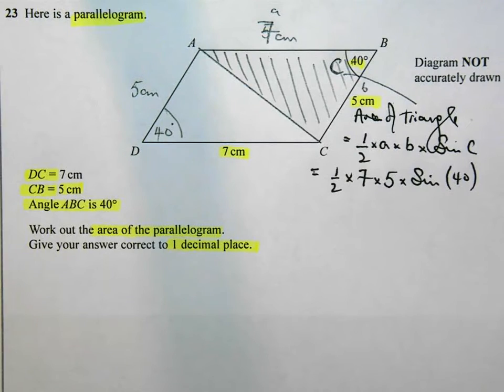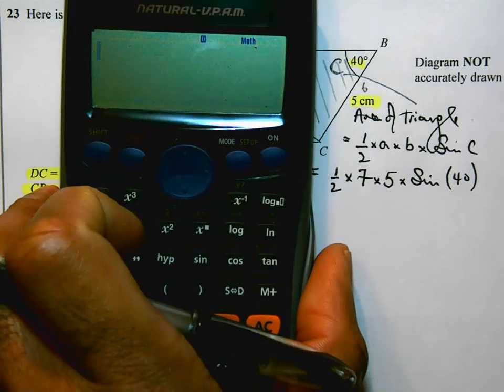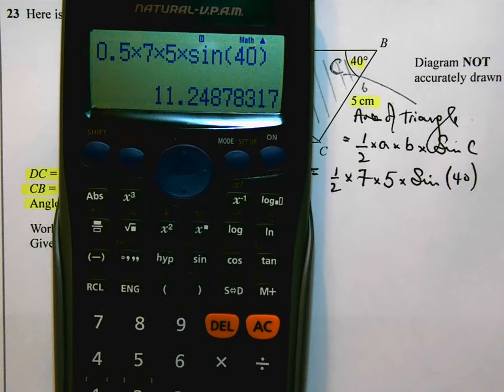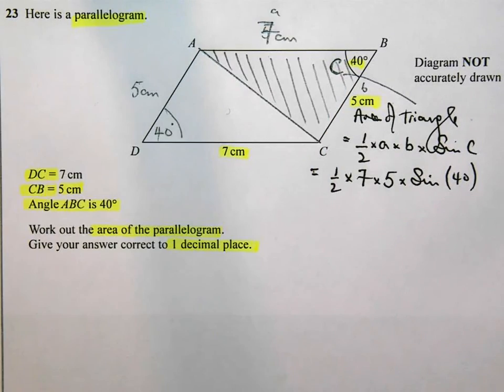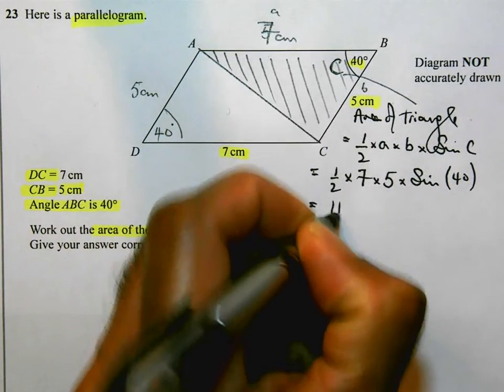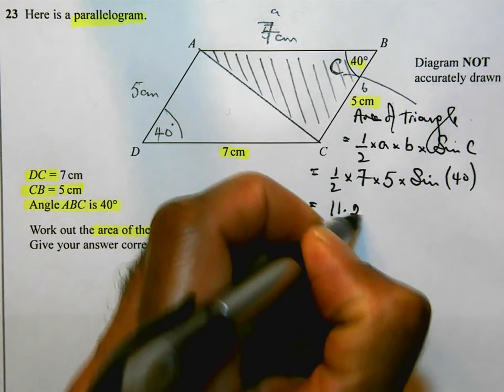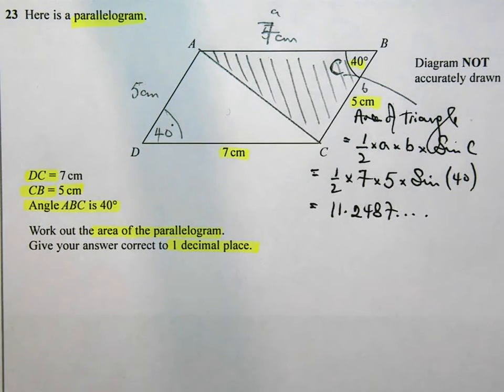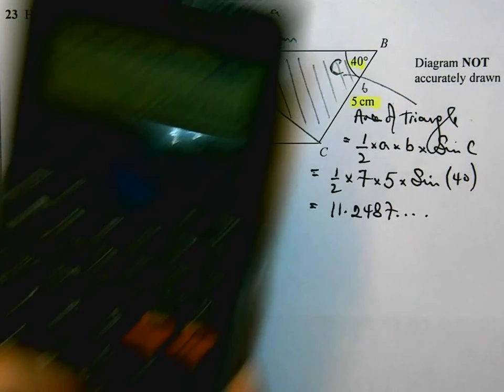Okay, let's go about doing this. Get your calculator. A half is 0.5 times 7 times 5 times sine of 60. Let's delete that. It's 40 degrees. Just check that carefully. Yep, it is. And that gives me 11.2487. I'm not going to write down the whole number. And so on. Okay, I've kept the number on my calculator screen, right? I'm going to double it in a bit, but let's just write up what I'm going to do.